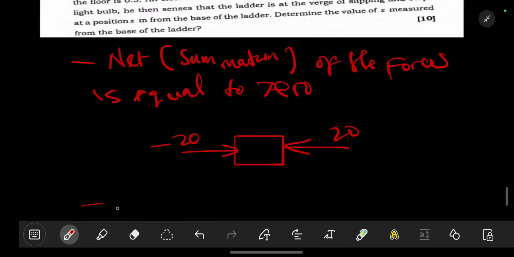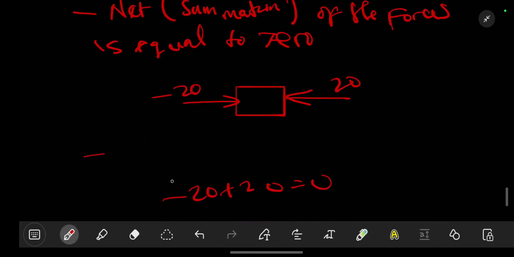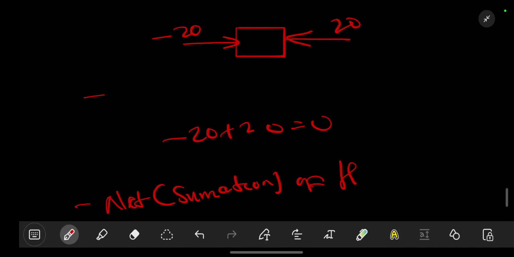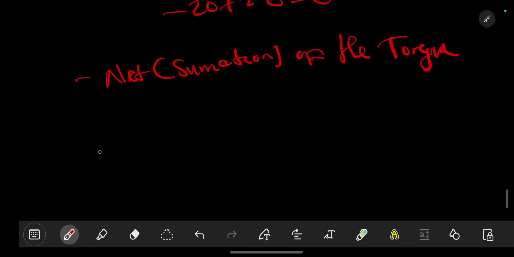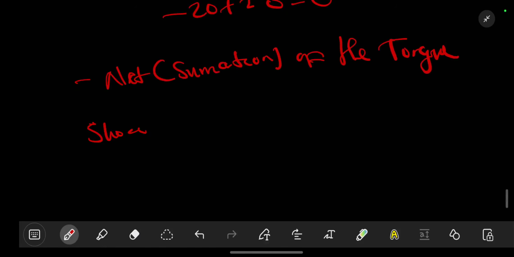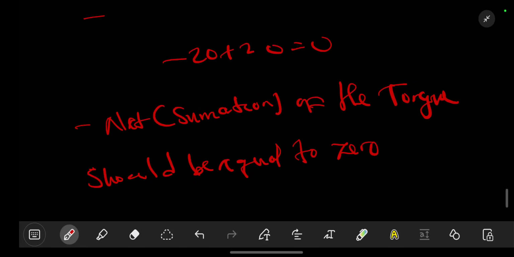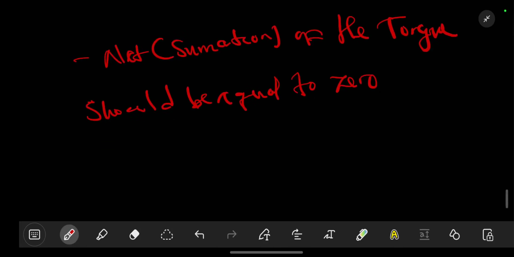Last but not least, the net torque, or the summation of the torque, should be equal to 0. If those two conditions are met, that means your object is in static equilibrium.